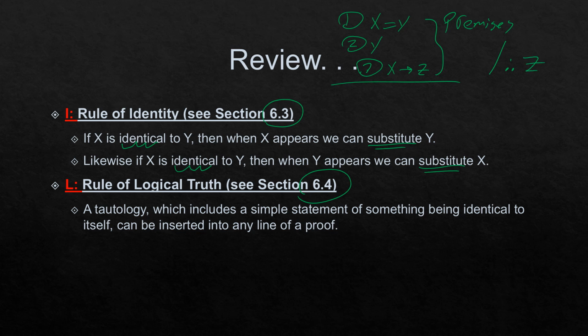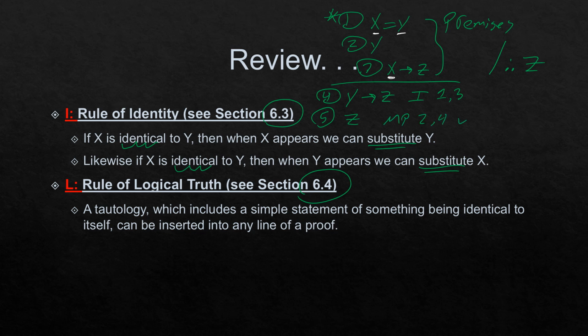The only way we can do that is through identity. Because x is identical to y, we can substitute that y in for that x. Thus, for line 4, we can say if y, then z, by the rule of identity, with lines 1 and 3. So line 1 allowed us to make that substitution. And then for line 5, we can do our modus ponens inference to get z because of lines 2 and 4.